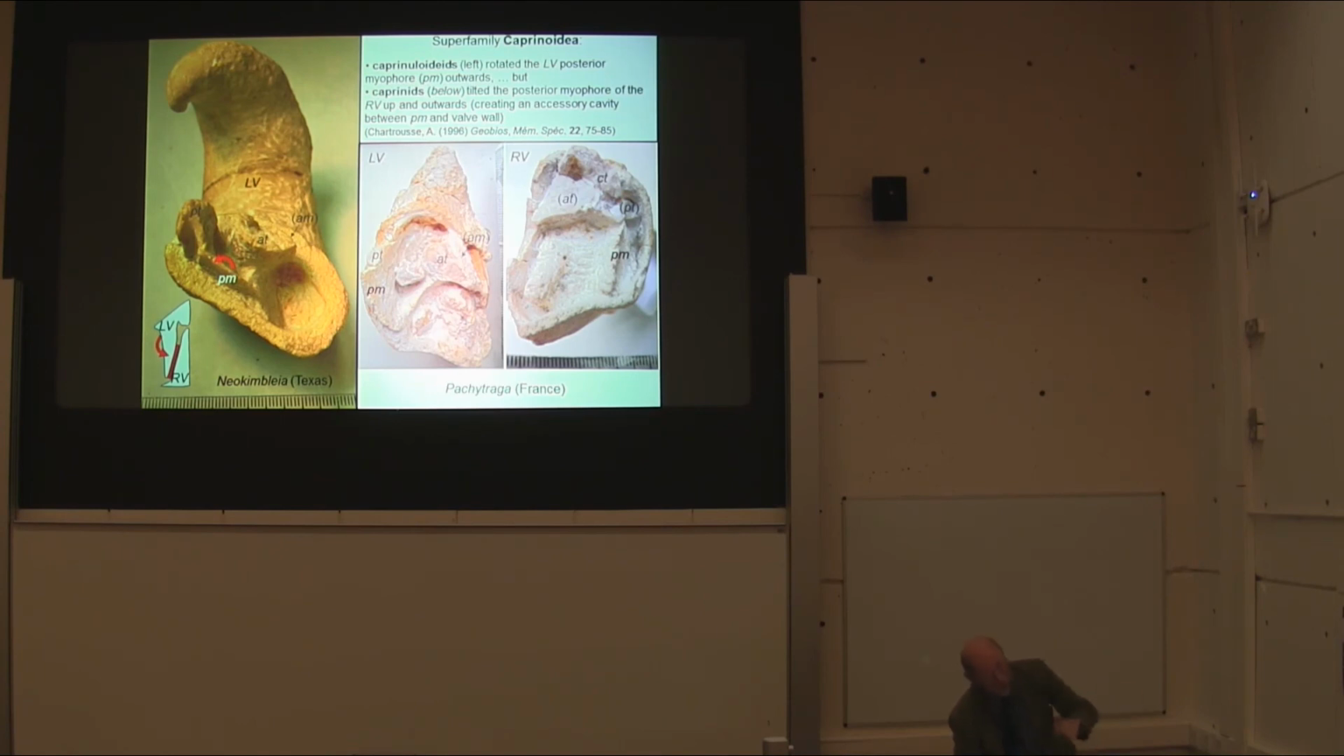On the other hand, the largely Old World caprinids, which are on the right side of the picture, do the opposite. There, the left valve posterior myophore tilts into the interior of the left valve, and it is the myophore of the right valve which tilts upwards. And so you get the completely opposite arrangement. And you have these two families, essentially New World and Old World, which remain forever after completely taxonomically distinct because of this difference in the way that the myophores have rotated.